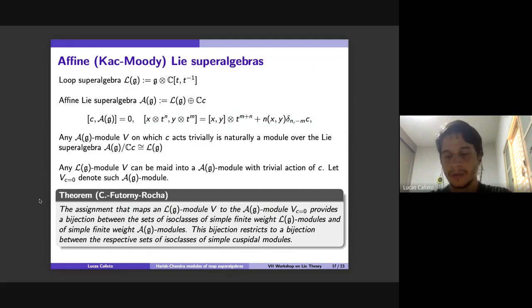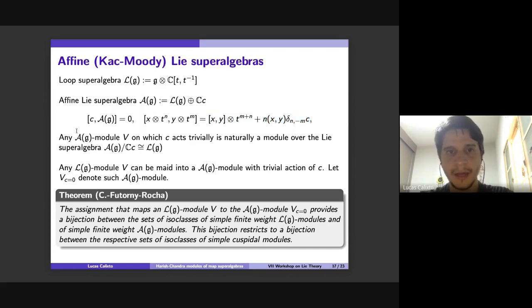Okay, now I want to say some applications to different classes of Lie superalgebras. These are the affine Kac-Moody Lie superalgebras. Let's recall the loop superalgebra that I gave in an example before. This is just G tensor Laurent polynomials in one variable. And the affine Lie superalgebra, A(G), is going to be this central extension of the loop superalgebra. So C is a central element. And the bracket here is given by the same bracket of the loop superalgebra, plus some additional term that depends on C.